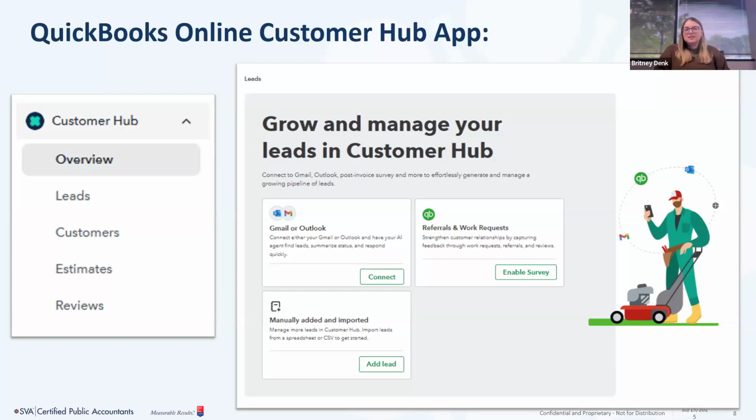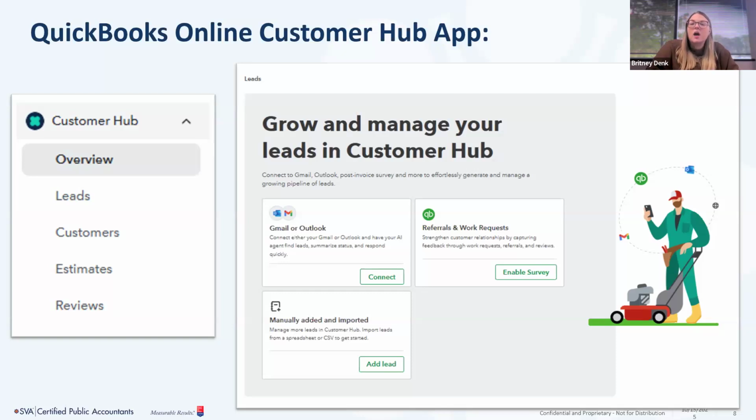So I guess how does it promote growth? Like how does it encourage your growth? And you can kind of see on the screen, there's the Customer Hub screenshot and then the leads generation. These are taken from the updated version of QuickBooks. So it has overview, leads, customers, estimates, and reviews, and then the leads screen, which I thought was cool because it shows you how you can connect your Gmail or your Outlook, and then it shows you the referrals and work requests and the manually added and imported leads.